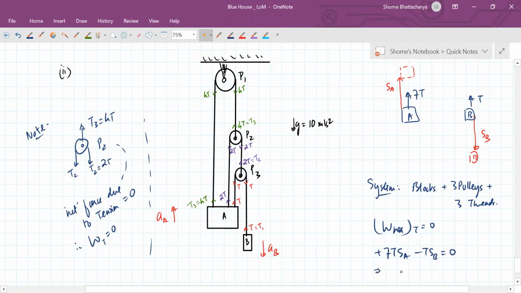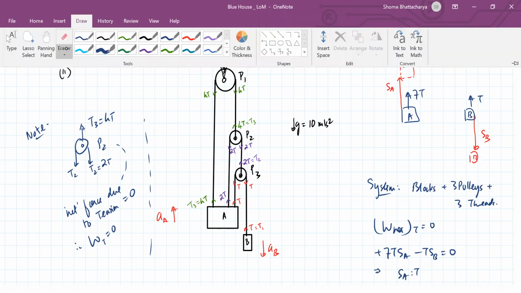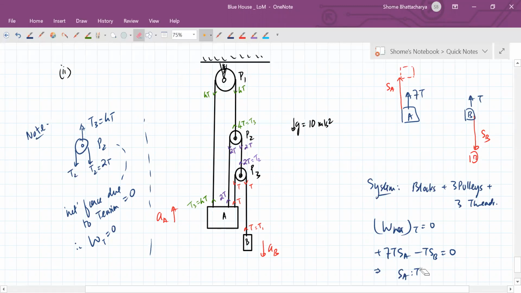So you can see that SA is to SB will become over here 1 is to 7. So differentiate that, and the ratio of the accelerations of A is to B will be 1 is to 7.